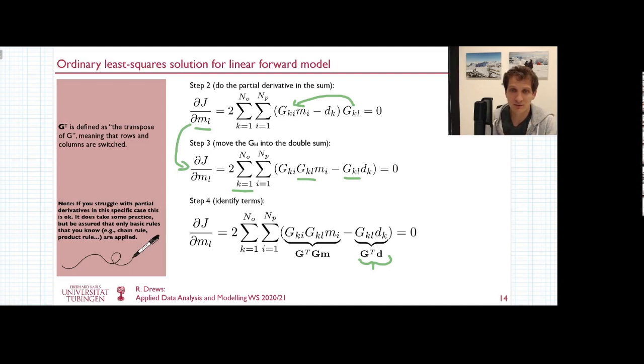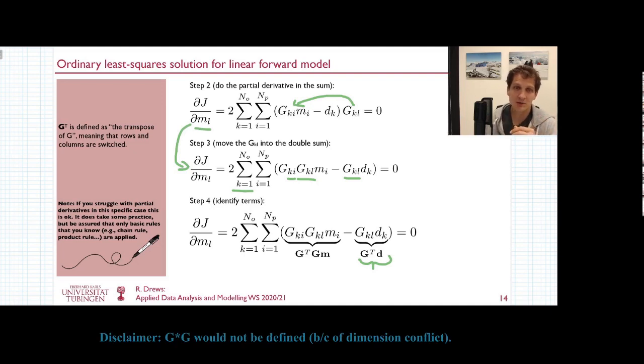And the transpose you can recognize here because those k l indexes, if I would flip those, then this is the standard representation of a matrix vector multiplication. Over here, something very similar happens. If this would be i k instead of k i, it would correspond to the matrix multiplication G times G. But because those indices here are flipped, we end up with identifying this term to be G transpose times G times m.